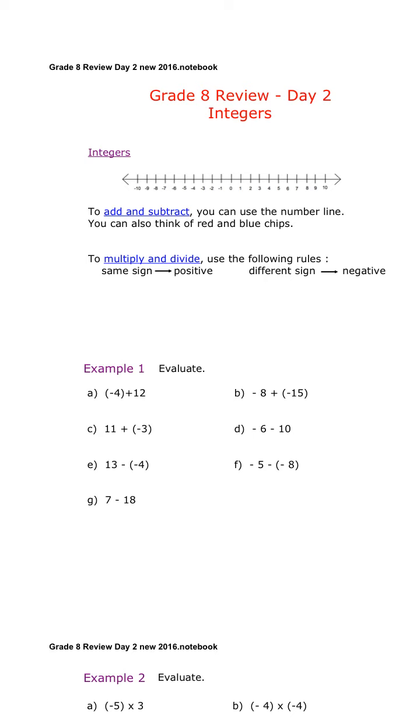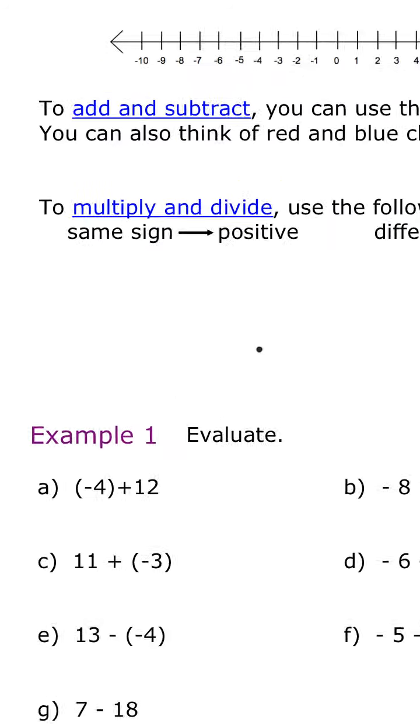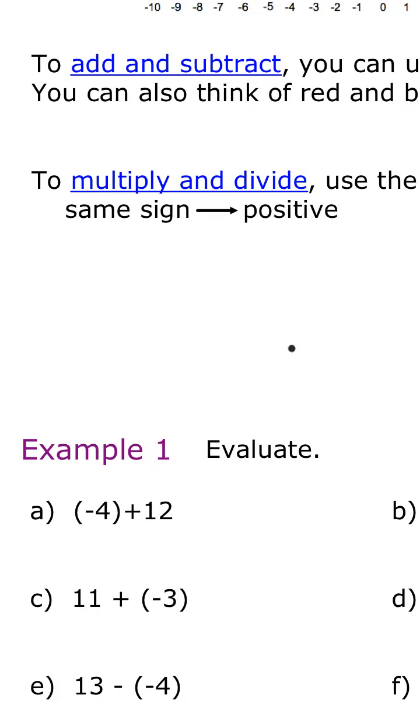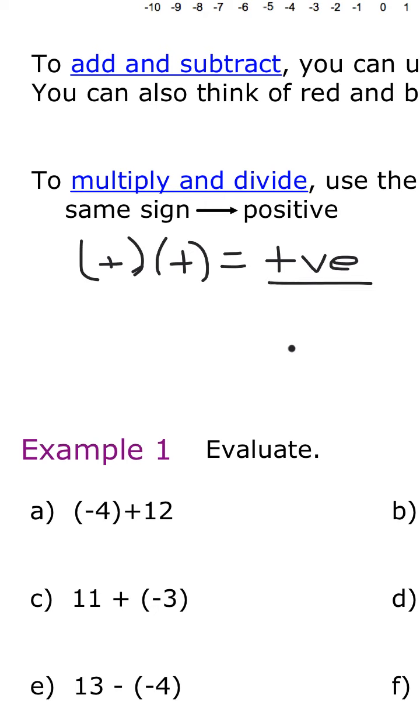For multiplying and dividing, though, there is a couple of rules. Anything that's the same sign would mean that you would have a positive value. So for example, if you were to multiply two positive numbers by each other, you would end up getting a positive. So just a little outline. Plus sign VE stands for positive. It's a little short form that I like to use, and other teachers will use as well throughout your math career. It's just a quick form.